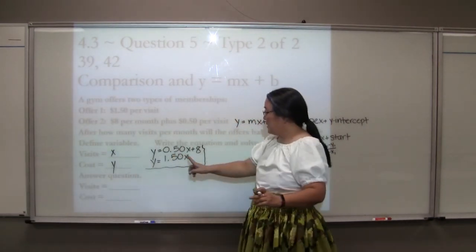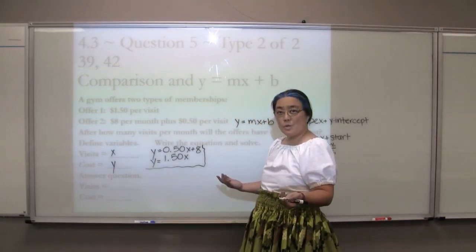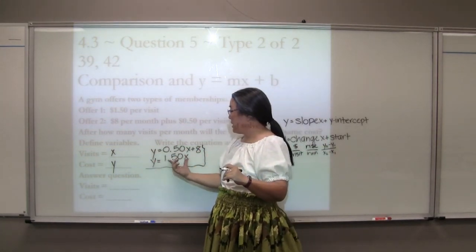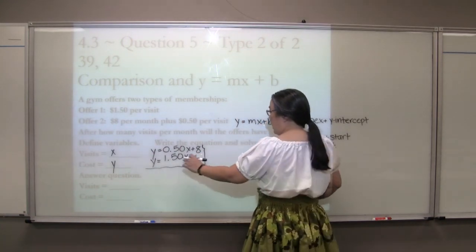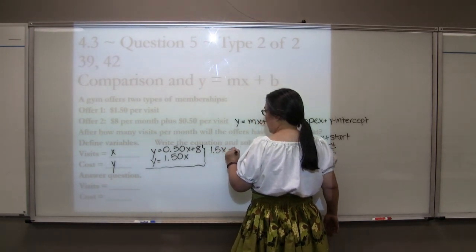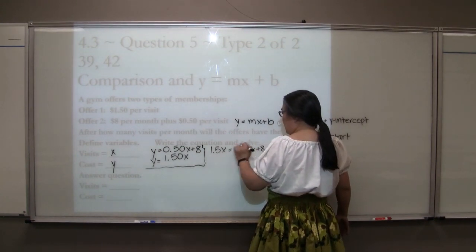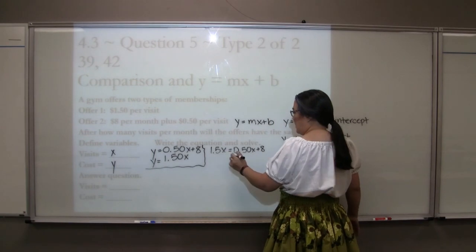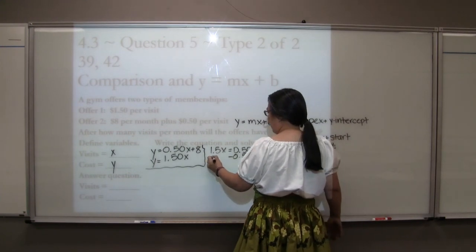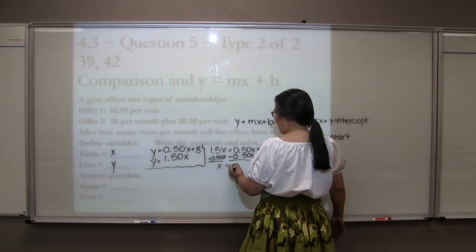Now, if you notice, I have a letter and an equal sign. I have a letter and an equal sign. This is a wonderful place to use substitution. We have been using elimination a lot. So I can take this and substitute in for y. I can take this and substitute in for y. Either way, I'm going to put this one on this side. $1.50x equals 0.50x plus 8. Because they're both equal to y, they're both equal to each other. I'm going to subtract this over, leaving us with x equals 8.